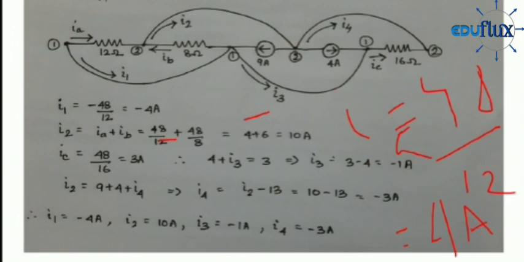So overall we have found all the values: I1 equals minus 4 amperes, I2 equals 10 amperes, I3 equals minus 1 ampere and I4 equals minus 3 amperes. So I hope you liked the solution for this question. That will be all for this. Thank you.